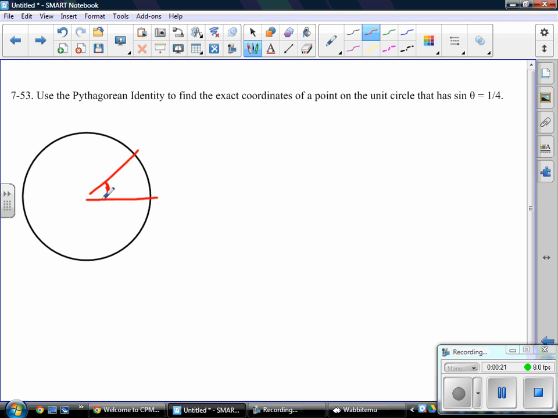This angle. I'm going to have to find the coordinate of this right here. Let's just call it P, maybe, point P. And I know the sine of theta is my height. So I know this height right here is worth 1/4.